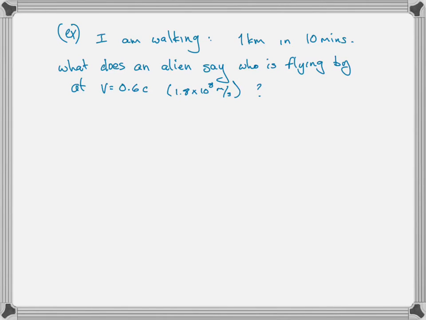So here's a basic, straightforward Lorentz transformation example. Let's say that I am walking and I walk 1 kilometer in 10 minutes. Getting used to talking about the concept of an event. Let's say that at t equals 0, I start walking, and at t equals 10 minutes, I have walked 1 kilometer. So there's two events: starting walking, and after 10 minutes, I've walked 1 kilometer.